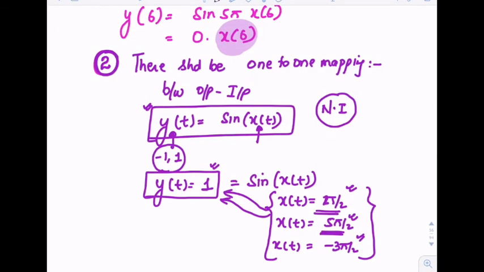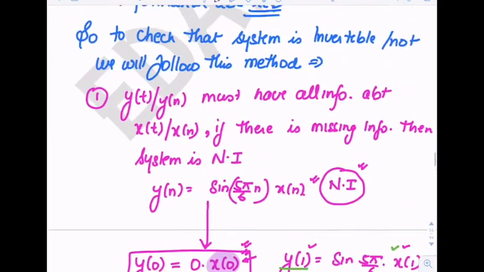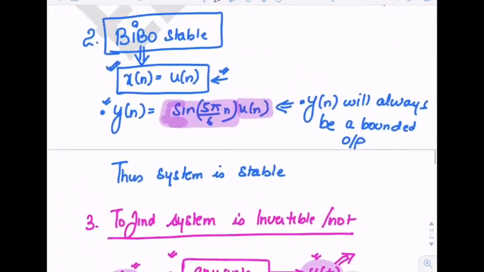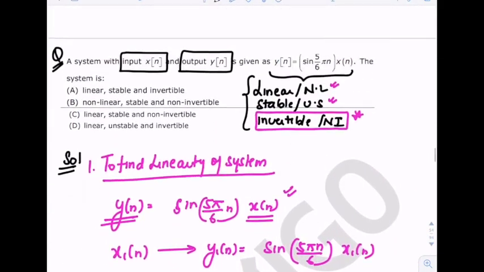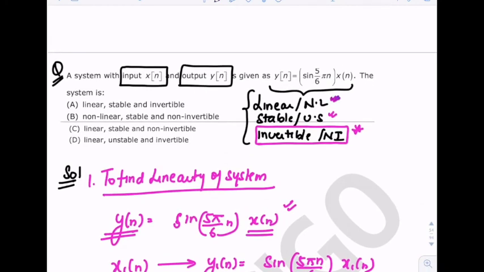Okay, so I have told you how to look at invertible and non-invertible systems, and in this case the system is linear, stable and non-invertible. So it is linear, stable and non-invertible. So C is the correct answer to the question.